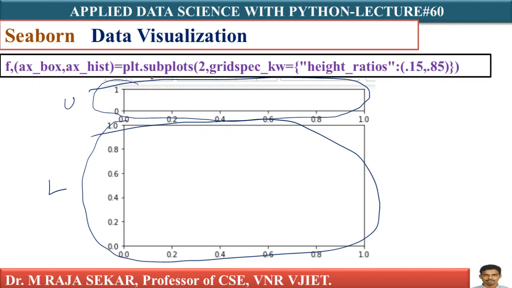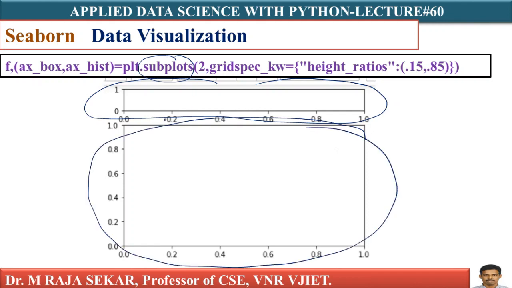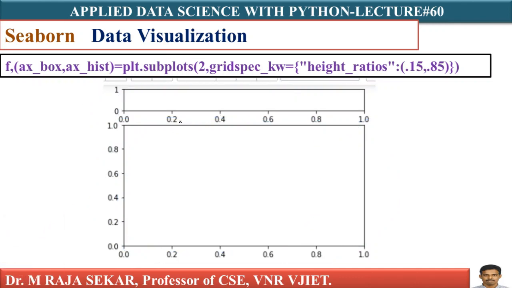That's why I request you to go through lecture number 49, where I discussed these subplots in detail. Anyway, plt.subplots, this I already discussed. The 2 means you have two rows. This is the first row, and this one is row number 2. How many columns? By default, there is only one column. This I discussed in the 49th lecture. Again and again, I request you to go through lecture number 49.